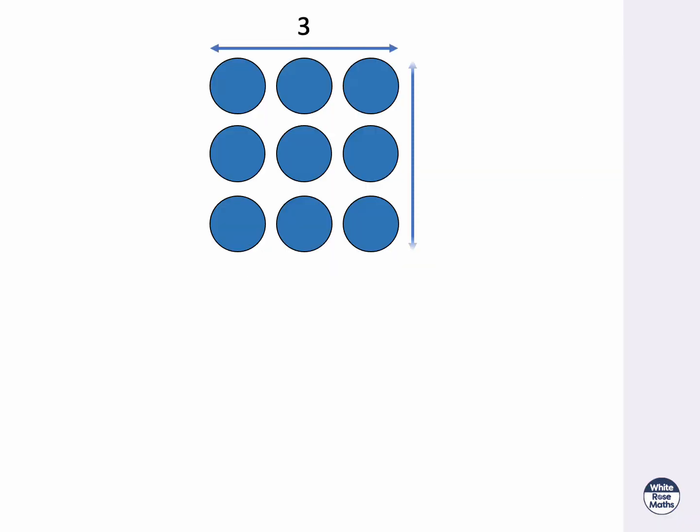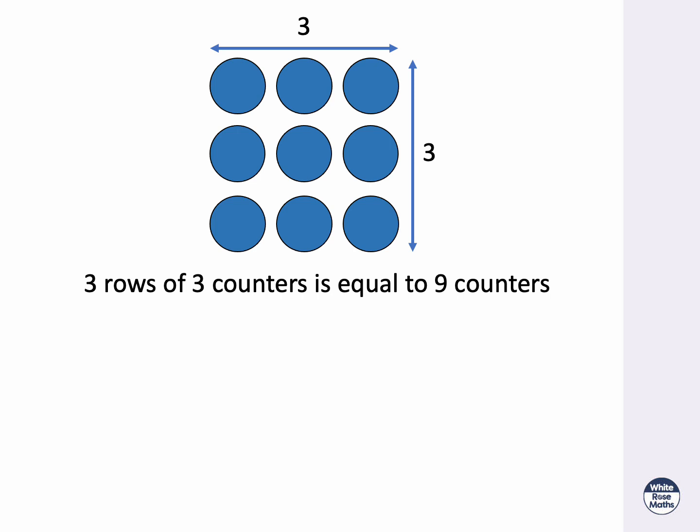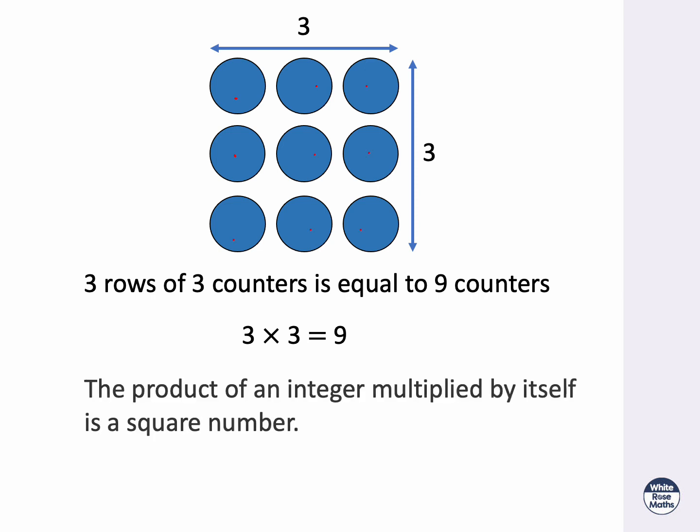Okay, so we've got 3 by 3. So 3 rows of 3 counters is equal to 9 counters. 1, 2, 3, 4, 5, 6, 7, 8, 9. The product of an integer, so product means multiply, multiplied by itself is a square number. So timesing a number by itself gives you a square number. So 9 is a square number.